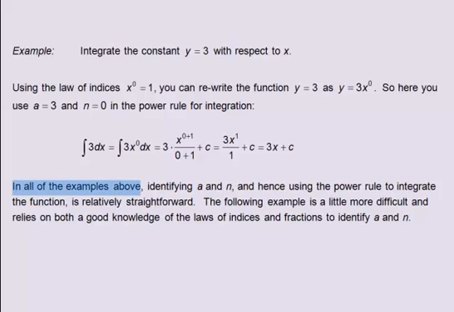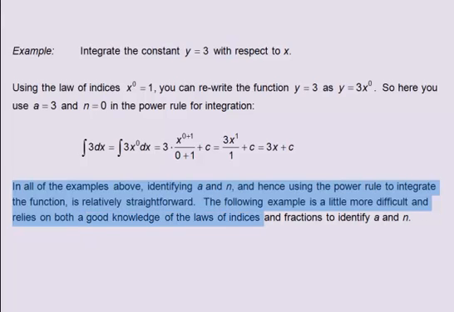In all of the examples above, identifying a and n, and hence using the power rule to integrate the function, is relatively straightforward. The following example is a little more difficult and relies on both a good knowledge of the laws of indices and fractions to identify a and n.